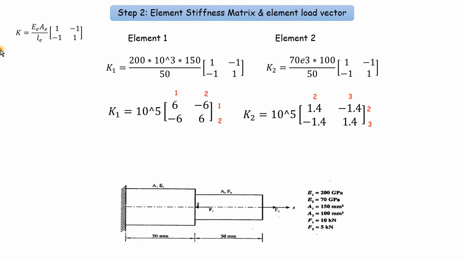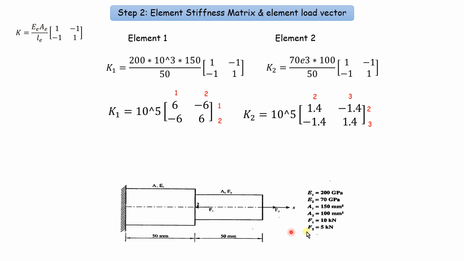So we know what is the stiffness matrix for bar element, that is EA by LE times [1, -1; -1, 1]. So here suffix E indicates element. Okay, so this indicates Young's modulus of this one, Young's modulus of this one, and so on for this as well. Okay, for each element.